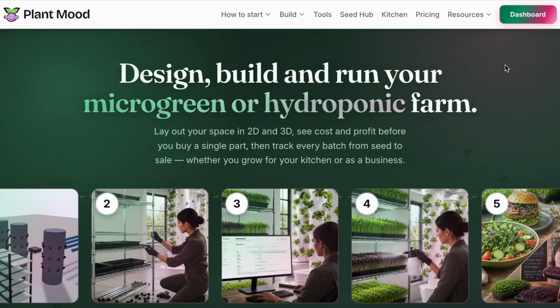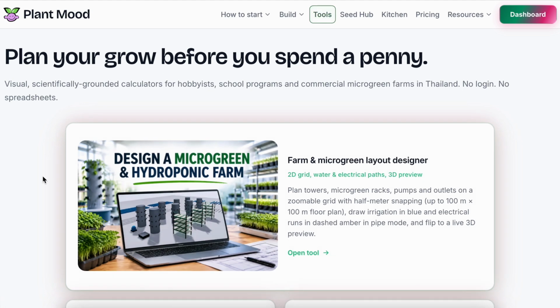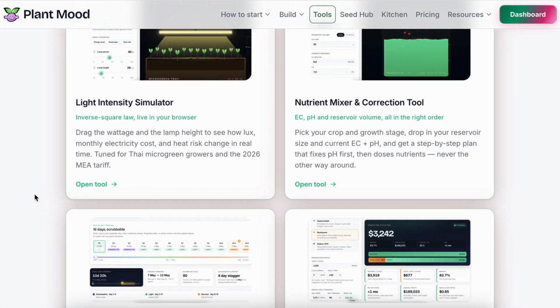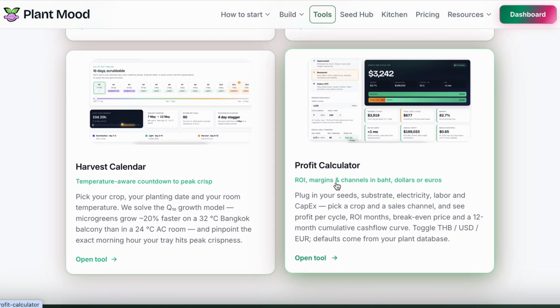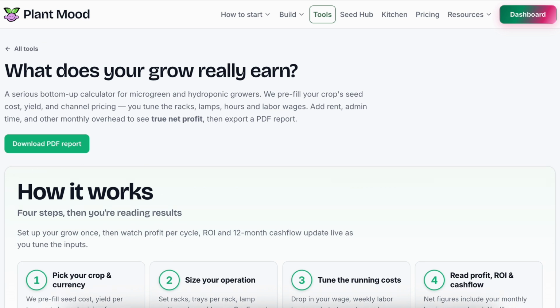Plenty of farms look busy and still lose money because margin per tray was never modeled before they ordered more racks, signed a lease, or promised a restaurant a weekly standing order. The profit calculator on Plant Mood is at plantmood.farm. Free, no login. It is where you test economics before you scale.